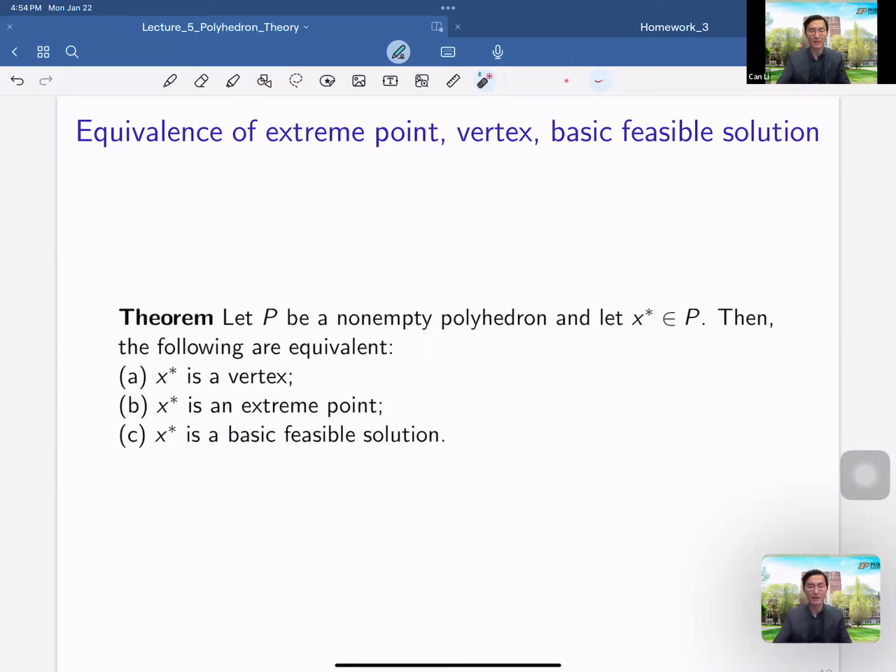And among all the 3 statements, I would argue that the definition of basic feasible solution is the easiest to check. Why is that the case? Because if you want to find a basic feasible solution, you just pick n of the constraints to be active and solve the n linear equalities that give you a unique solution, right? And then you can immediately find whether that is a basic feasible solution or not. If it is a basic feasible solution, this theorem also tells you it is an extreme point, and it is also a vertex.